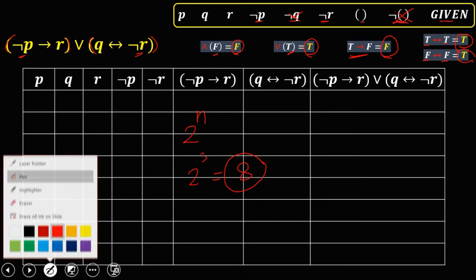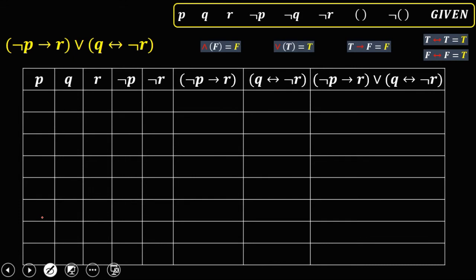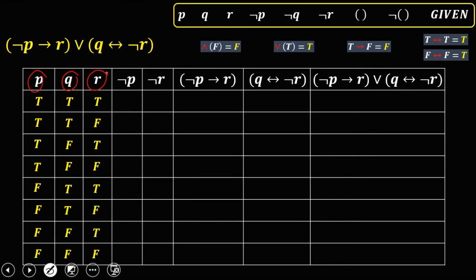Now, the values of P, Q, and R are fixed. Again, these values are fixed for P, Q, and R. So for P, we have 4 true and 4 false. For Q, true, true, false, false, true, true, false, false. For R, true, false, true, false, true, false, true, false. So these are the fixed values for P, Q, and R.